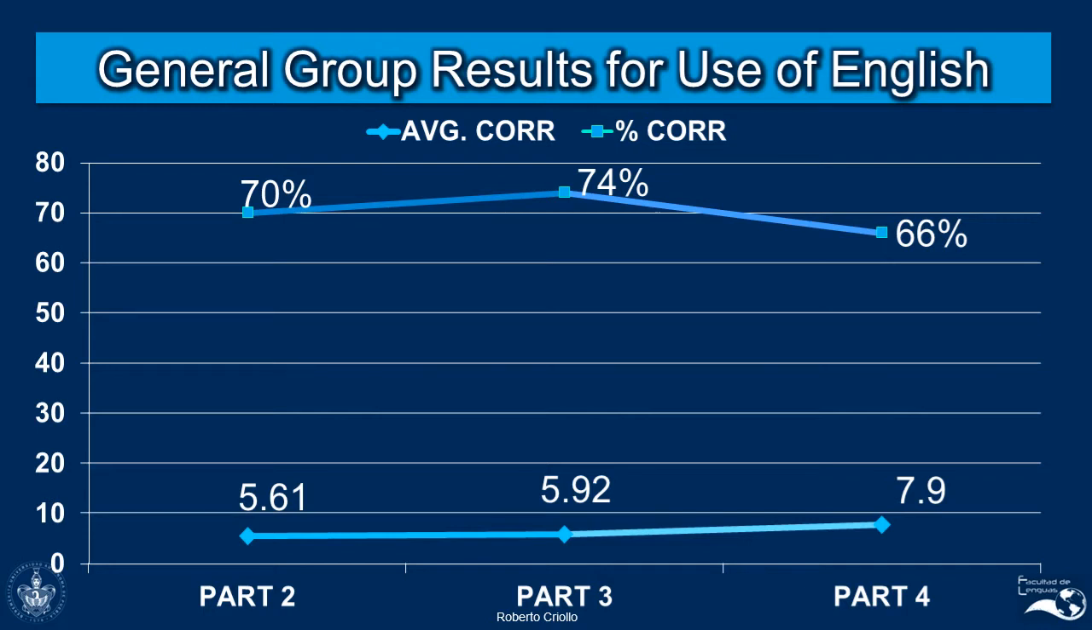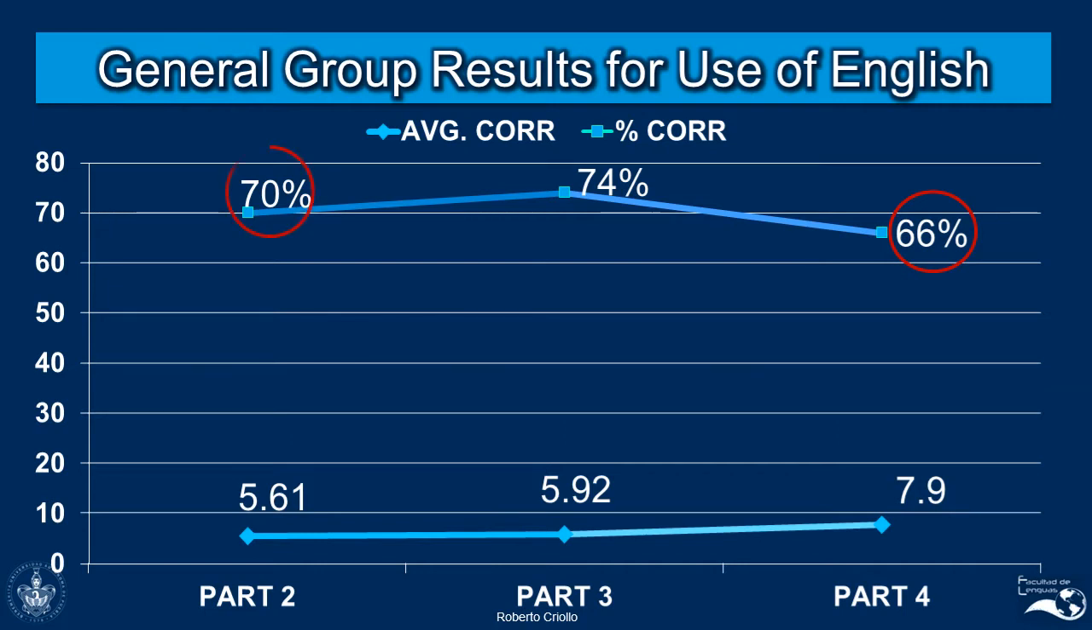Now let's see what percentage of correct answers you obtained in each section. As you can see, this is the line that you see at the top. For part 2, you got 70% of correct answers. For part 3, 74%, and for part 4, 66%. So this means that the lowest score that you got was for part 4. You got only 66% of the correct answers as a group.